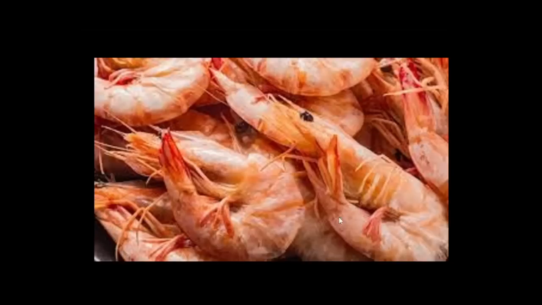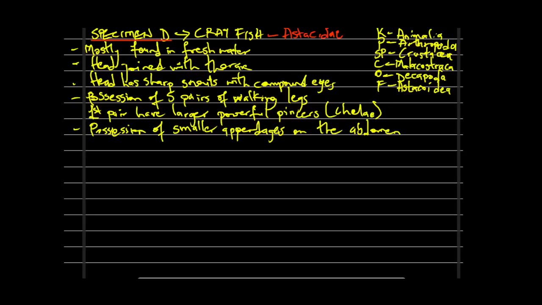If you look at these ones here, we can see all of these things. This is one, this is two, this is three. All of these tiny ones here are called the appendages. They are found on the abdomen. So those are the things that we have on the crayfish.